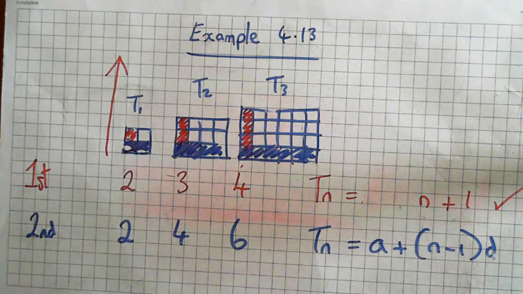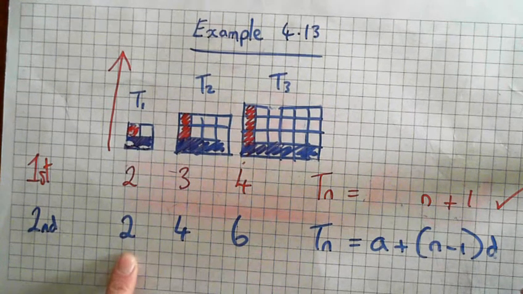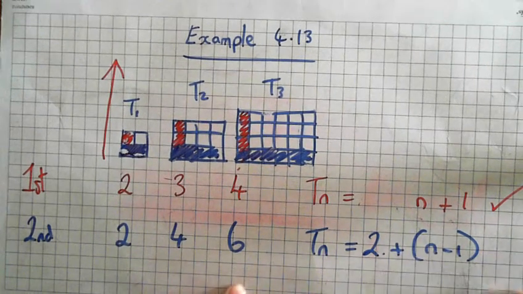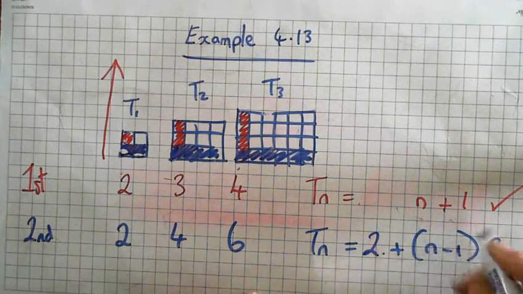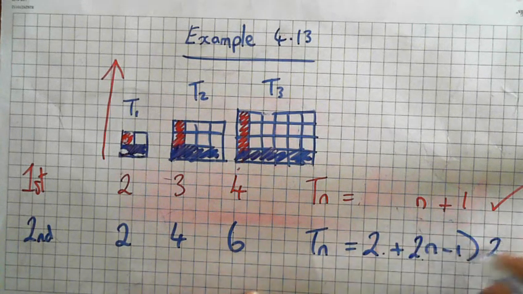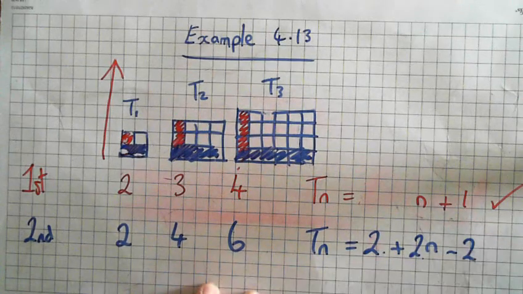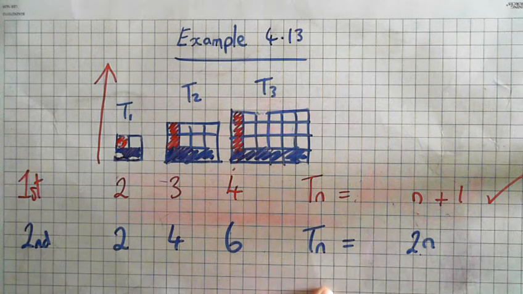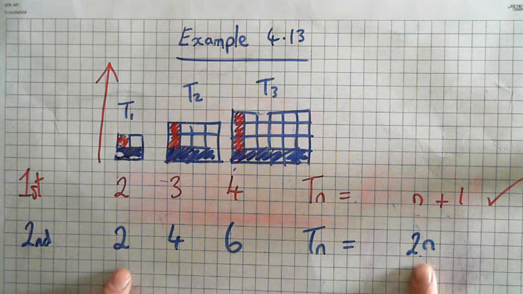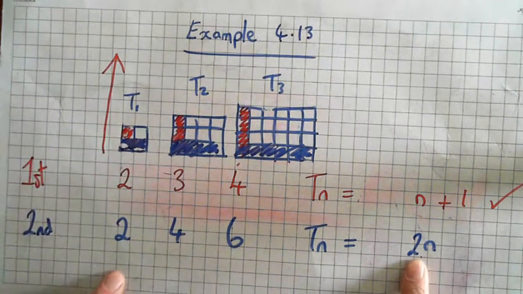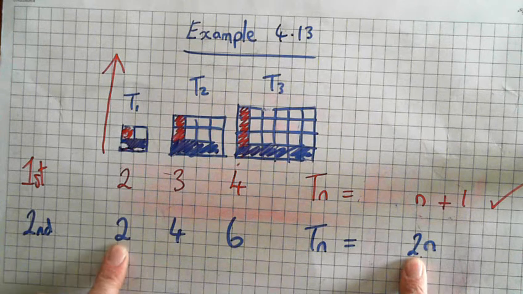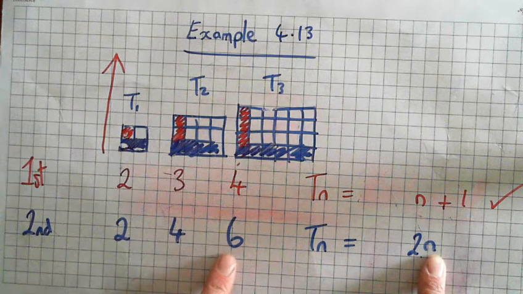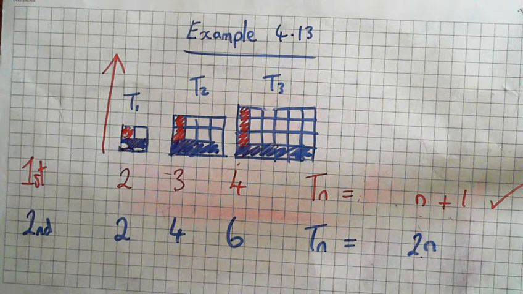Now we'll do the formula for the width. What's a? 2. What's d, the difference? 2. 2 times n is 2n. 2 times minus 1 is minus 2. What's 2 minus 2? 0. So we're left with 2n. We'll check that. If I put in 1 for n, 1 times 2 is 2. If I put in 2 for n, I get 4. If I put in 3 for n, I get 6. Right, so they're the two formulas.